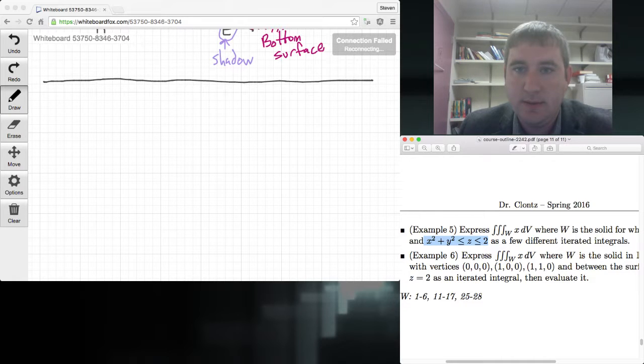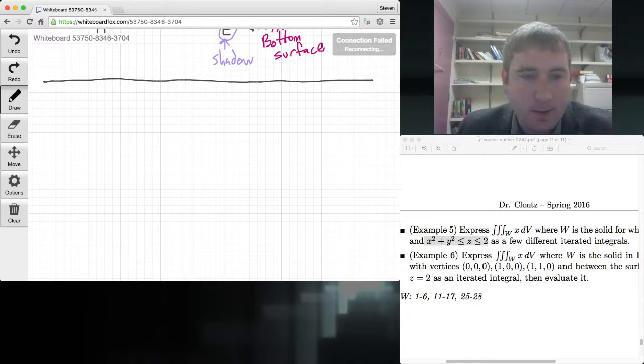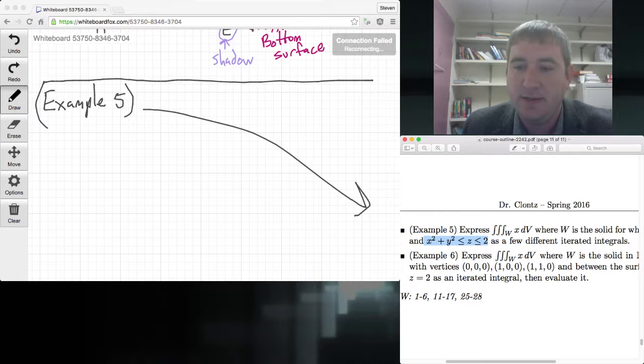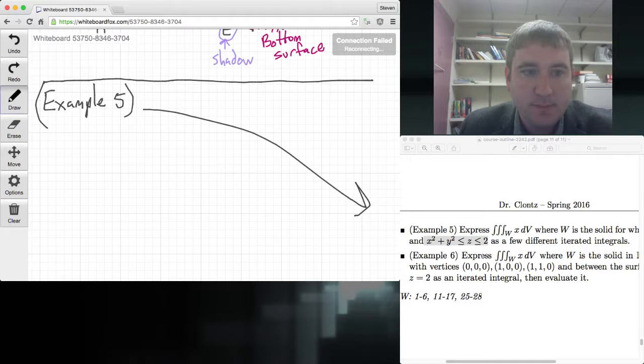So to get that picture, this is example 5. And just so you know what that is, take a look down there on your screen in the stream. That's where example 5 is coming from. So here's the picture.